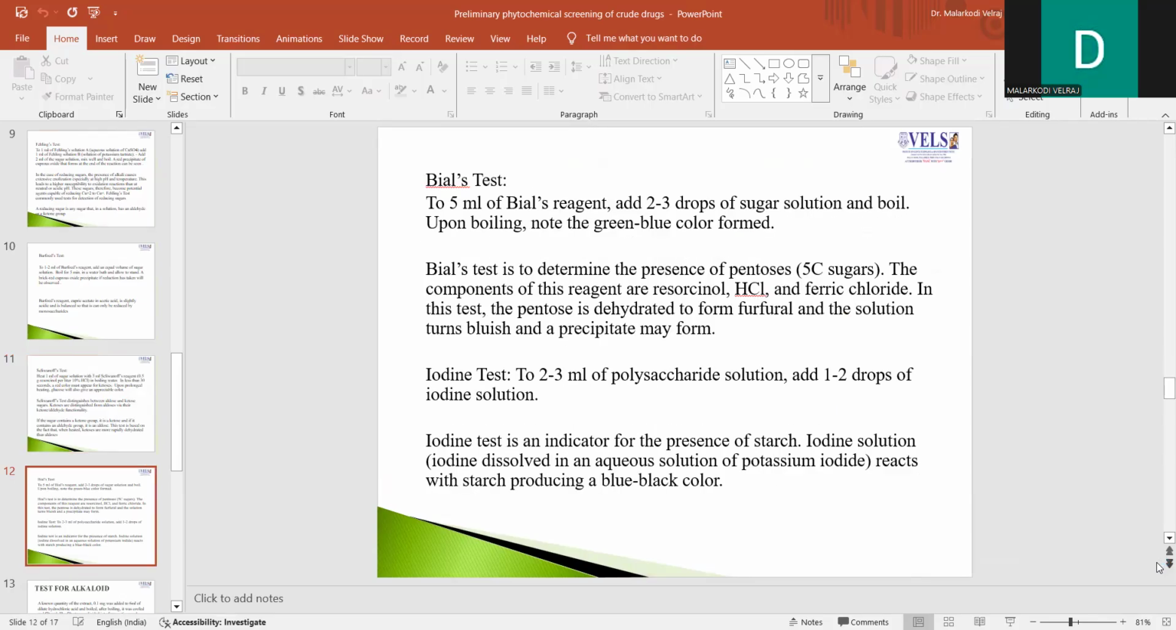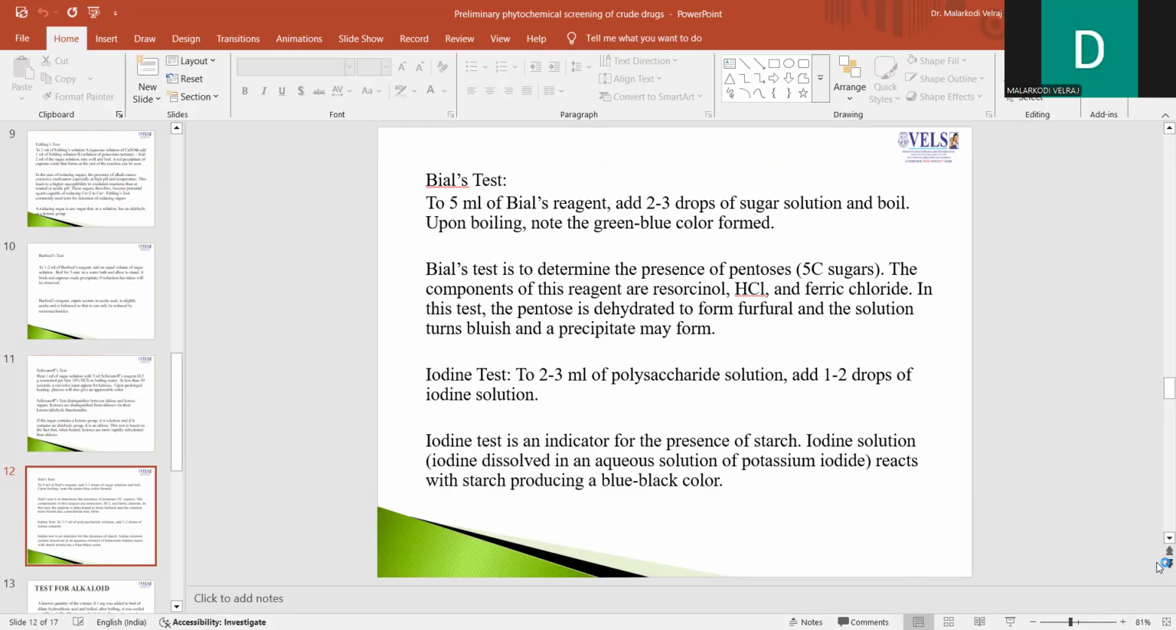Bial's test. To about 5 ml of Bial's reagent, add 2 to 3 drops of sugar solution and boil. Upon boiling, note the green-blue color formed. Bial's test is used to determine the presence of pentoses. The components of this reagent are resorcinol, hydrochloric acid, and ferric chloride. In this test, the pentose is dehydrated to form furfural, and the solution turns bluish in color, and a precipitate may form.